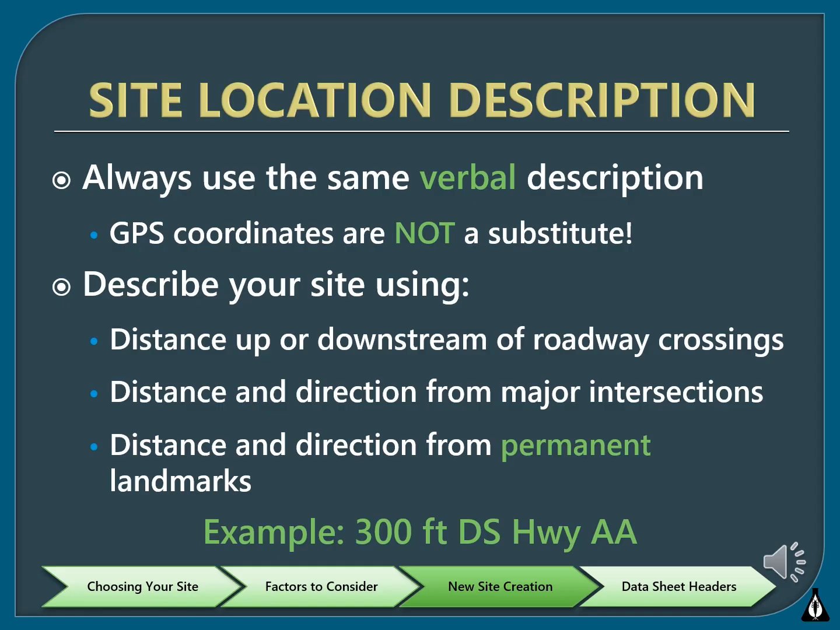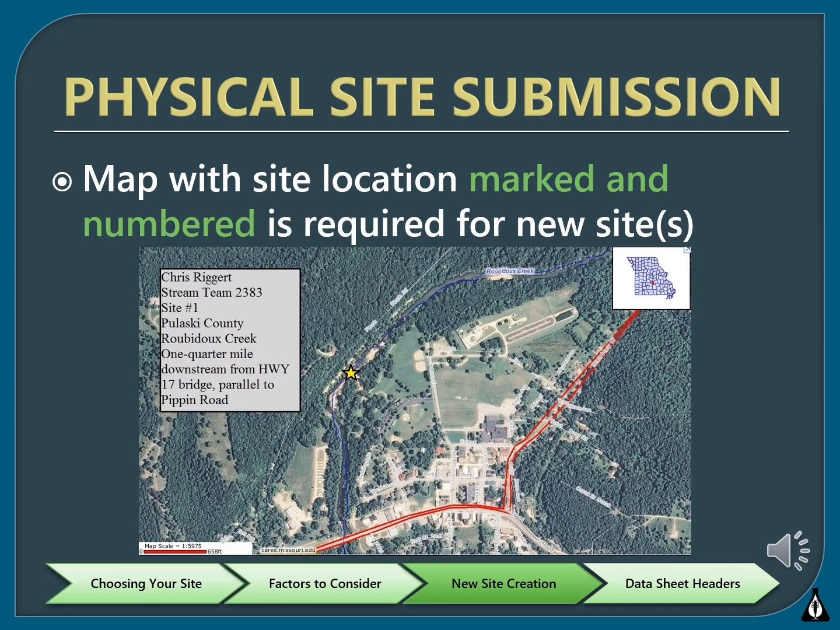When you create a new site, you're going to want to describe your site's location using distances up or downstream of road crossings, or particularly permanent crossings or permanent landmarks. This can be road crossings, directions from major intersections, or even upstream or downstream of tributaries. But the point is that it's the distance and the direction from permanent landmarks. The example that I would give to folks is that a stream could be 300 feet downstream from a highway bridge crossing.